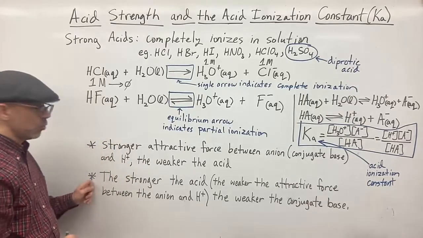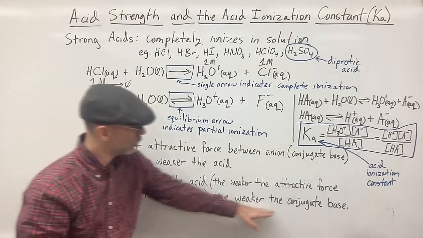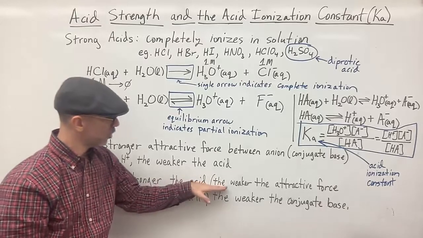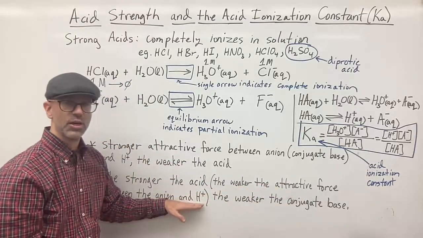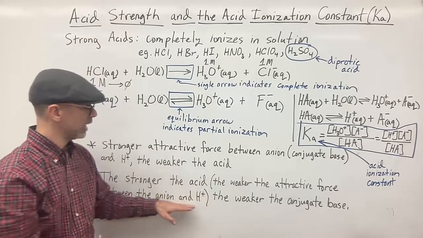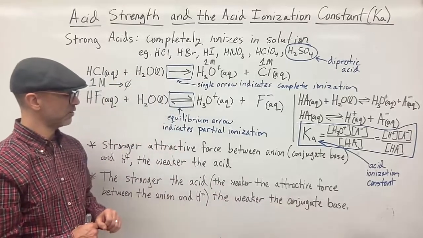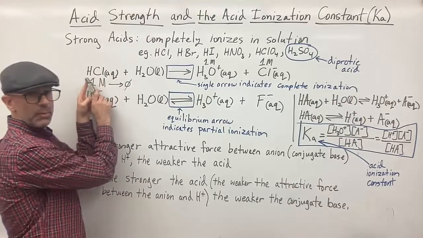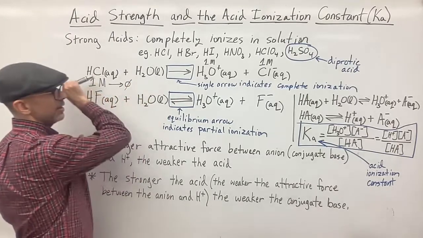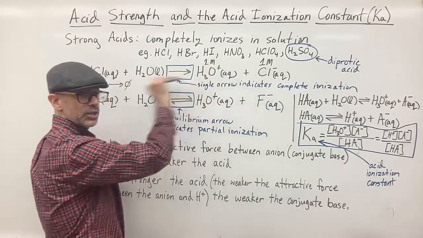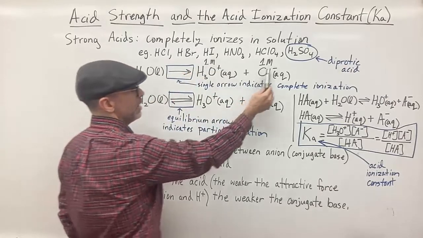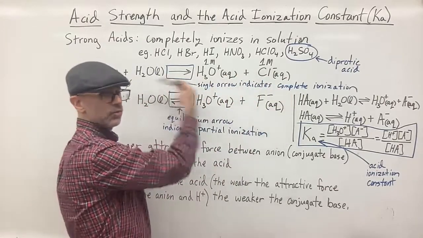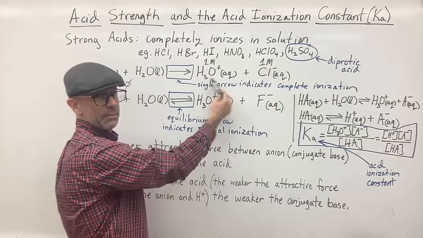Because of this, we know that the stronger the acid, the weaker the conjugate base. The stronger the acid, that means the weaker the attractive force between the anion and the H. So stronger acids have a weaker attractive force, and therefore they're going to have a weaker conjugate base. You can see that here. If this is a strong acid, it's going to separate and ionize really easily, such that the reaction goes pretty much completely in this direction, so the chloride ion, which is your conjugate base in this reaction, is so weak that it's not going to go back this way. The chloride ion is not going to take back the hydrogen.